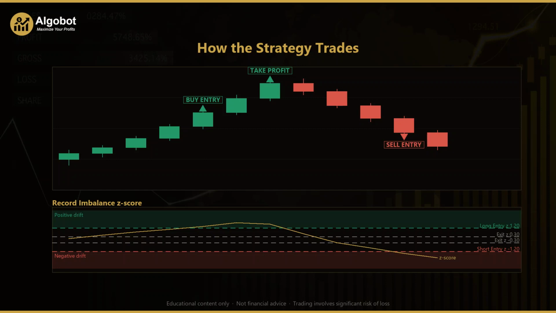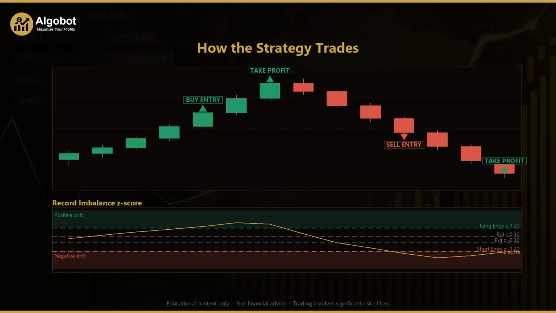By around the 10th candle, the downward drift is strong enough to matter. The Z-score drops through the red short entry level at negative 1.2. The score is negative, and this bar is closed lower than it opened. The mirror image conditions are satisfied, and the strategy opens a short. That's the sell entry marker. Just as before, the stop loss sits above at 1.8 ATR, and the take profit sits below at 2.8 ATR, keeping the same balanced risk profile.